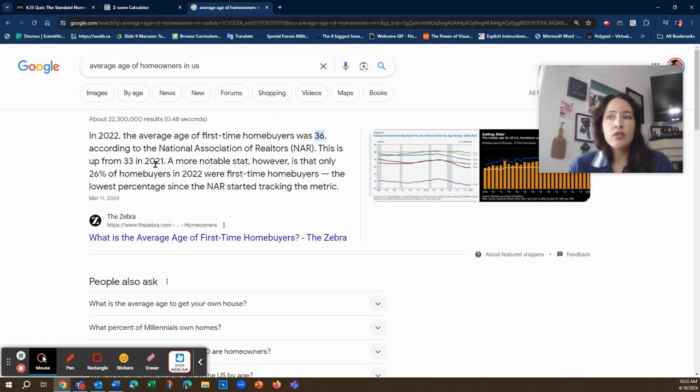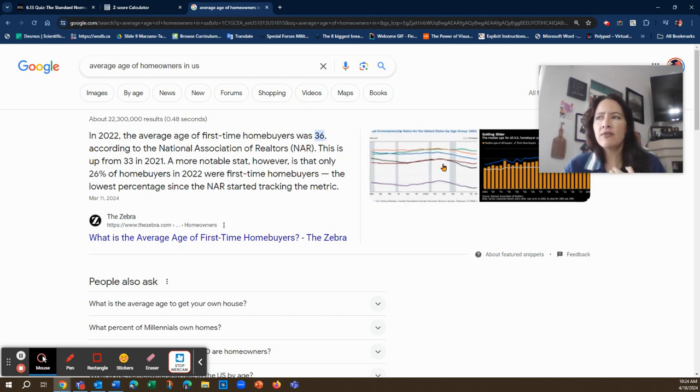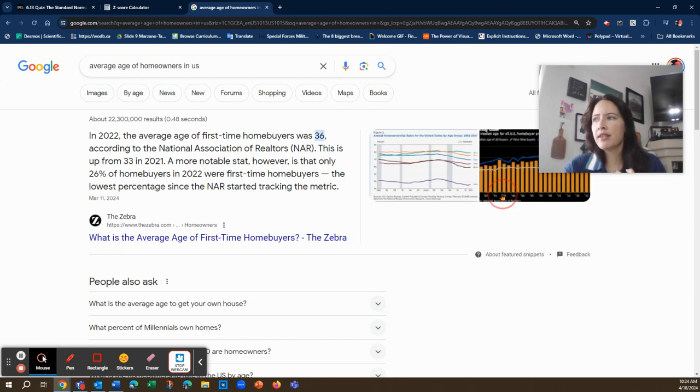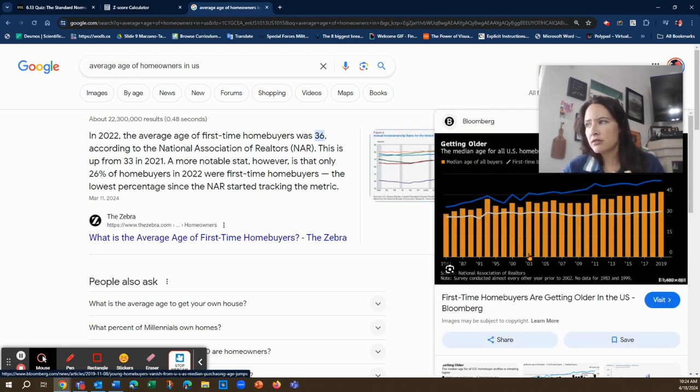Okay, in 2022, the average age of first-time homebuyers was 36. It's pretty high. This is up from 33 just 1 year prior in 2021. 26% of home buyers were first-time buyers, and so there's a lot of information that is important that you guys can think about as you look at the different ages, right? Look, in your early 30s, lots of people, and now in 2019, wow. All right, anyway, why? Why is that happening?